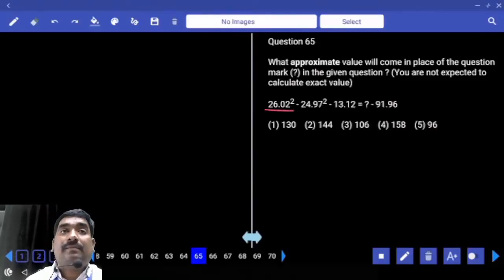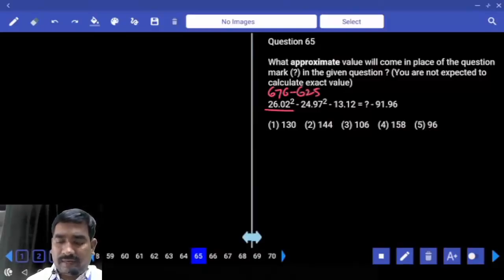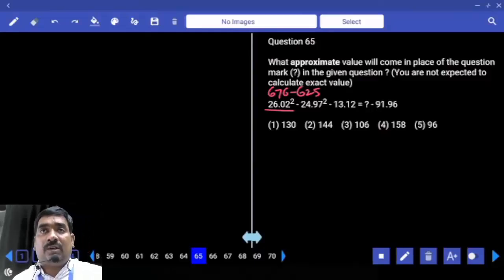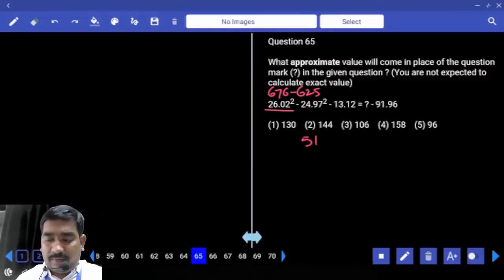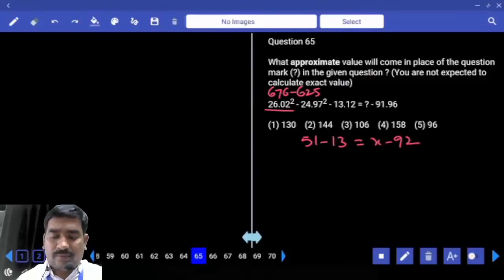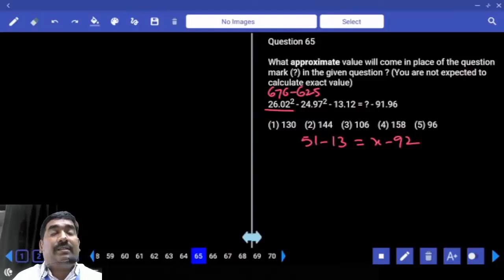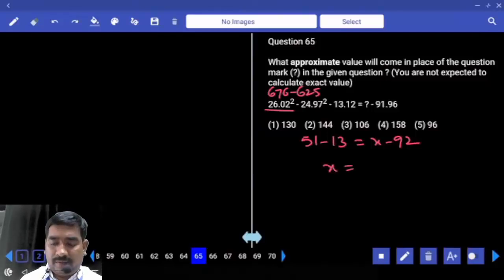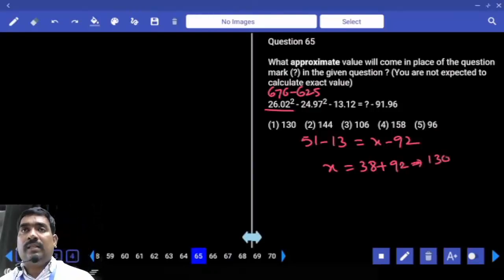26 square is 676 minus 25 square is 625. What is 676 minus 625? 51 minus 13 equals x minus 92. What is 51 minus 13? 38. 38 plus 92 will give us 130. X value is 130, your answer.